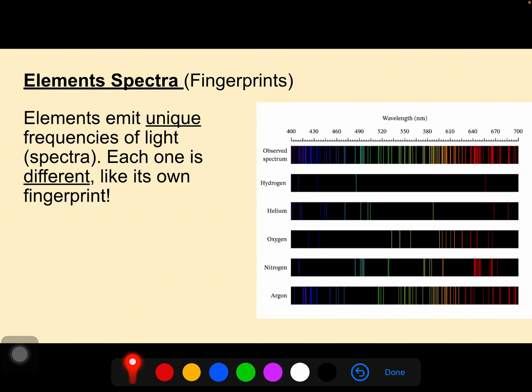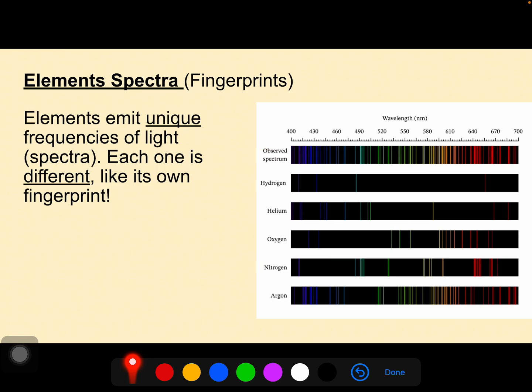Now, elements have their specific fingerprints, right? They emit a unique set. Every one, like we said, is different. So here's that very intense spectra that we looked at, and then here's a bunch of different elements. So if we're looking and comparing, what we can do is try to identify, well, what elements exactly am I seeing here in the observed spectrum?